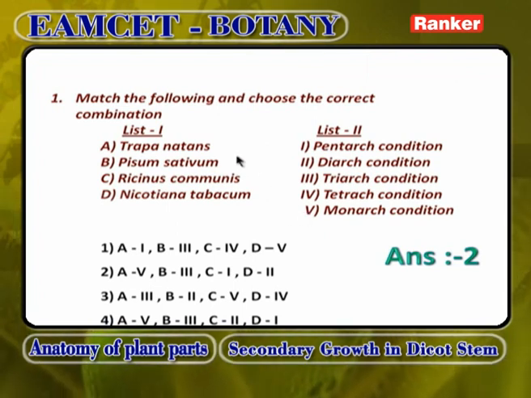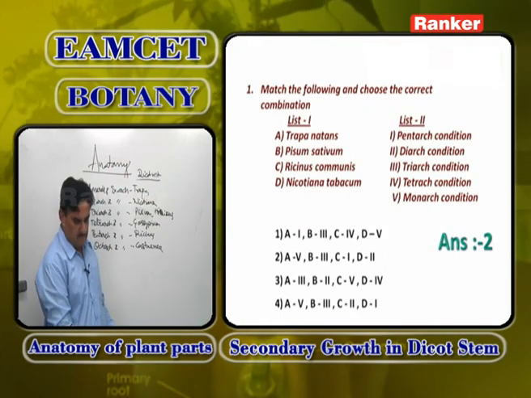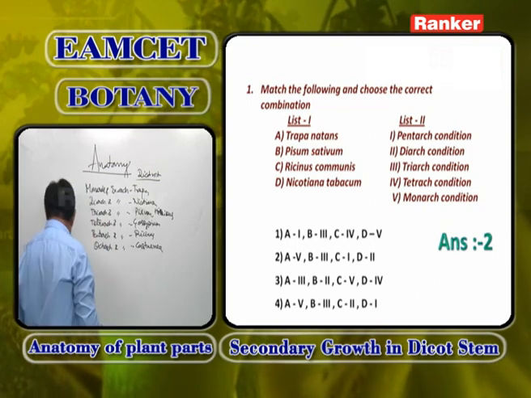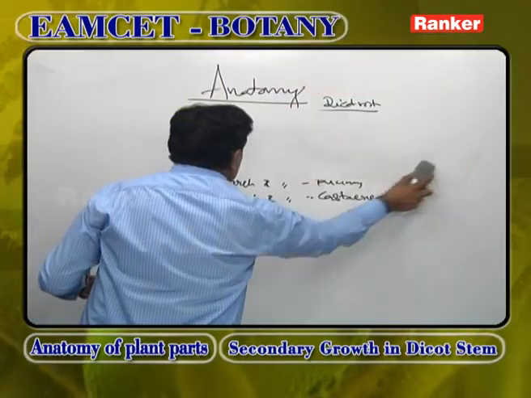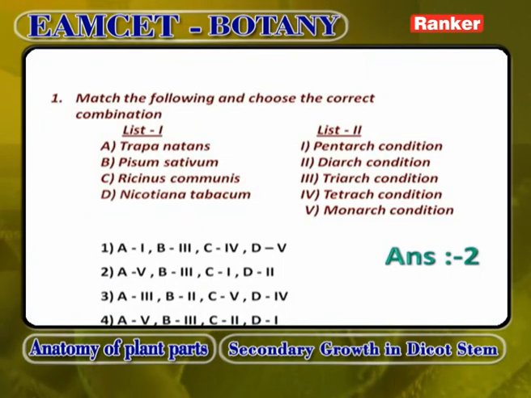Trapa natans, monarch condition. Pisum sativum, triarch condition 3. Ricinus communis, pentarch condition 1. Nicotiana tabacum, diarch condition 2. So A5, B3, C1, D2. So Trapa natans is monarch and exarch, Pisum sativum is triarch and exarch, Ricinus communis is pentarch and exarch, and Nicotiana tabacum is diarch and exarch. So A5, B3, C1, D2. The matching of this is correct in the second option.